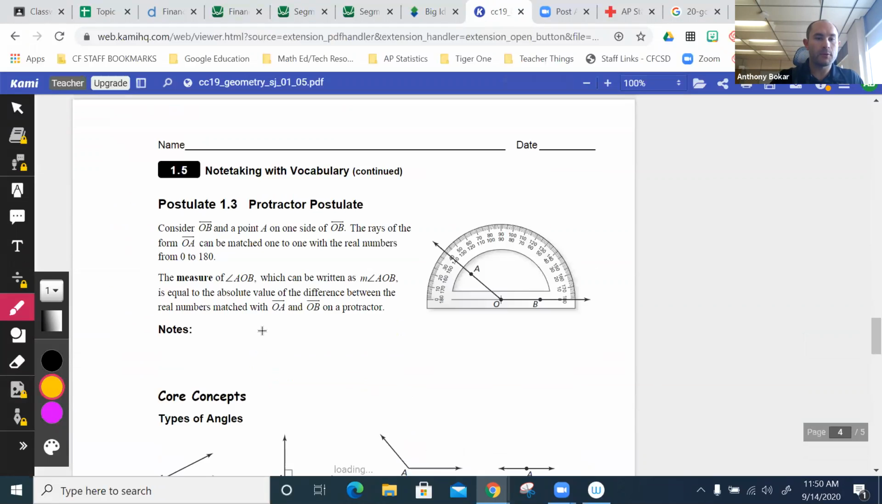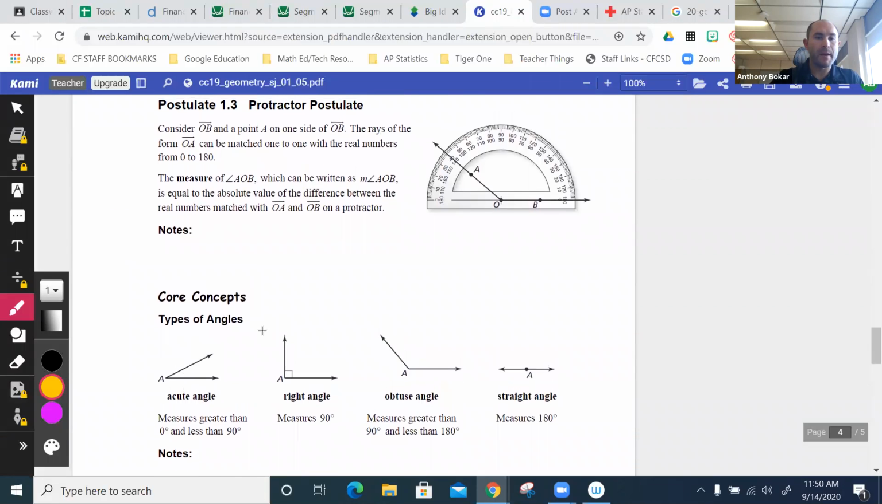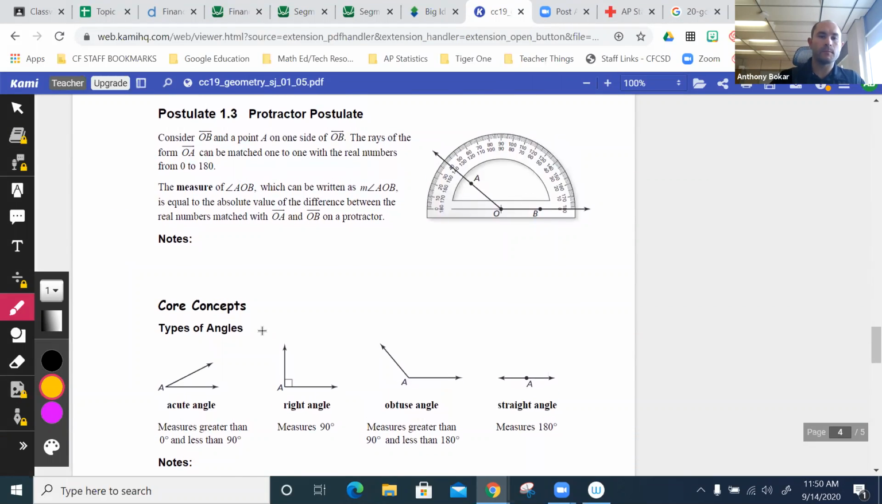Okay, so on page 25 here, we're just talking about measuring angles. We've all seen maybe what a protractor was back in the day, but this right here is just an example. You could measure an angle using a protractor. Like in this case here, they're saying consider line OB, and a point on one side of OB. The ray OA can be matched to one of the numbers from 0 to 180 degrees, right? So we can have 180 degrees.